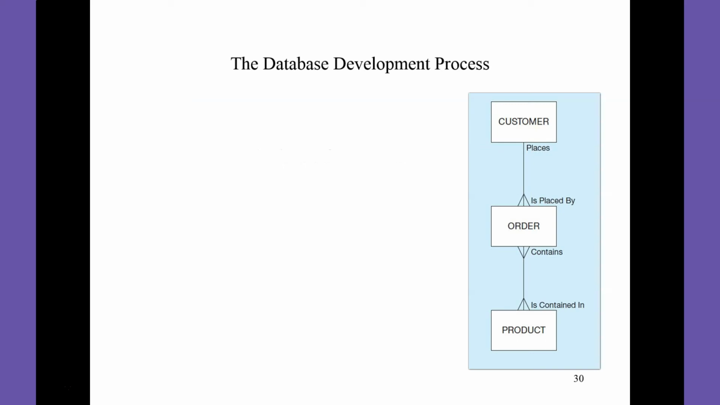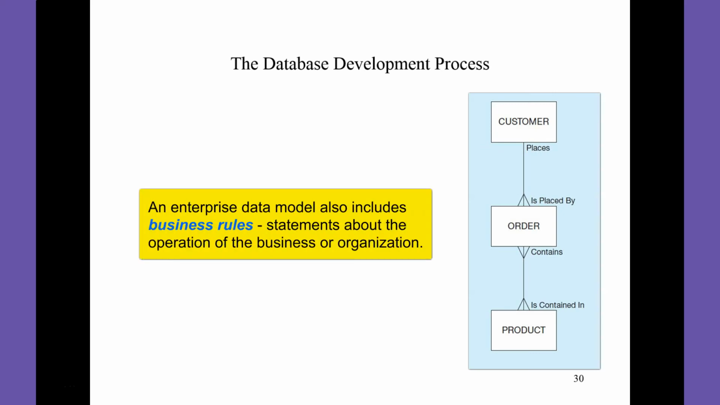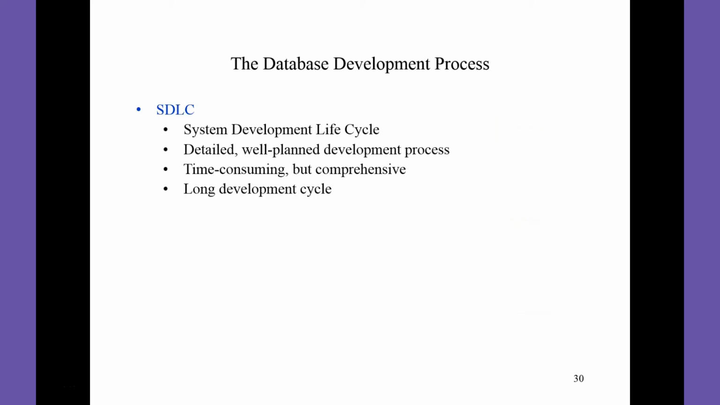An enterprise data model includes the graphical depiction of the entity types, as we saw earlier. It also includes statements about how the organization operates. These statements are referred to as business rules. Developing an enterprise data model is just one component of a top-down approach to information system planning and development. SDLC, or System Development Lifecycle, is a traditional process for conducting an information systems development project.